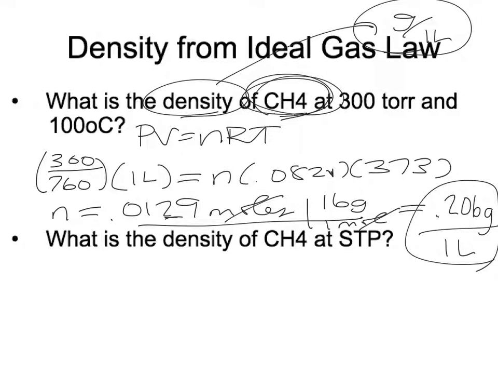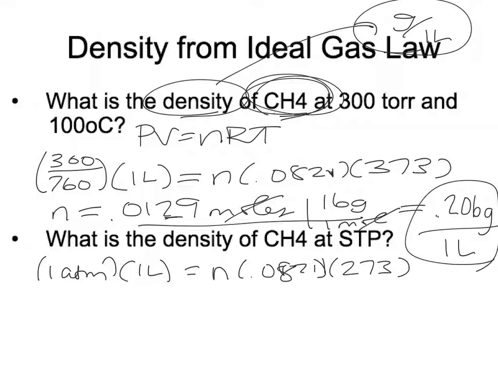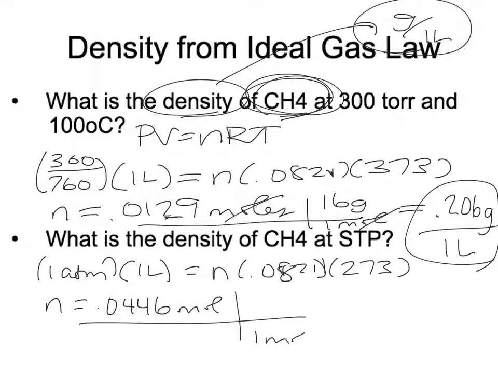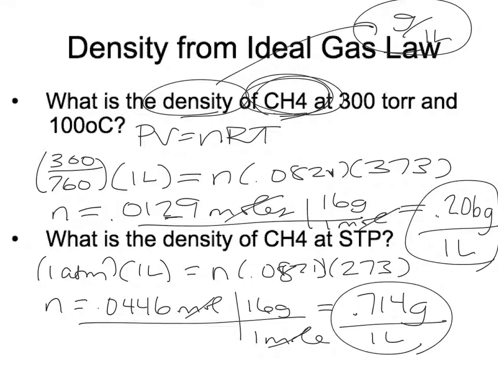So again, just kind of showing you, STP is 1 atmosphere. We always want to use 1 liter. Looking at moles. Well, that was not very neat. Temperature is at standard temperature, 273. You're going to get the moles at 0.0446 moles. Again, that's CH4. So that weighs 16 grams per mole, and we're going to get 0.714 grams. Again, though, that is not your final answer. Put that over 1 liter. That's the density. That's your answer.